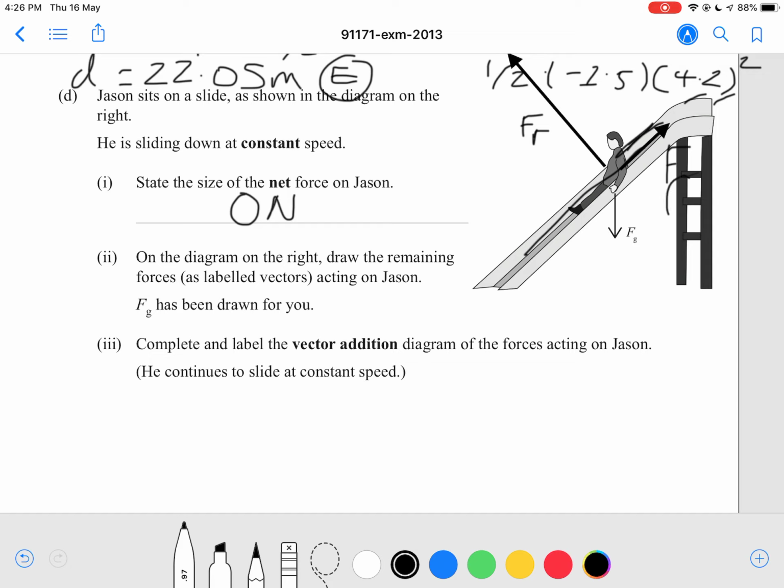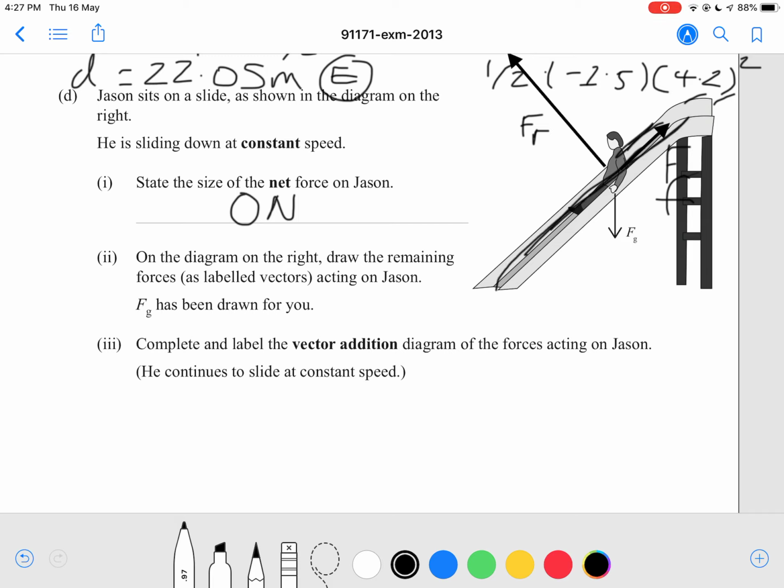Okay, so this is going to be silly. So F of F, and there's F of F, okay? So that's basically it for the first part. So basically, you have to remember the reaction force acts at 90 degrees from the surface.